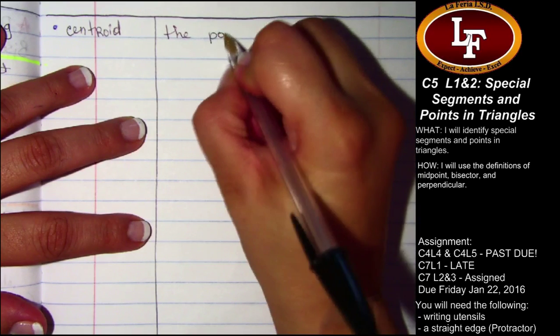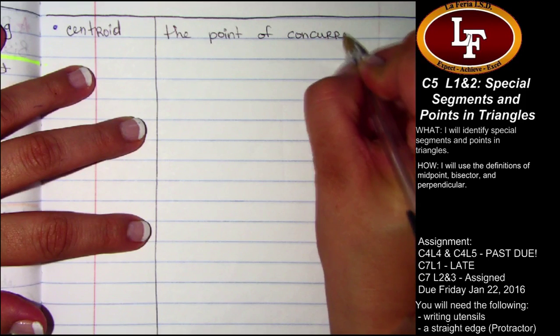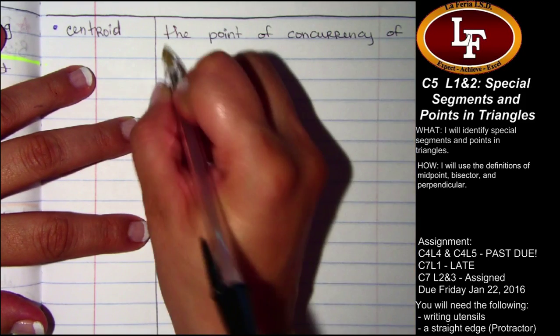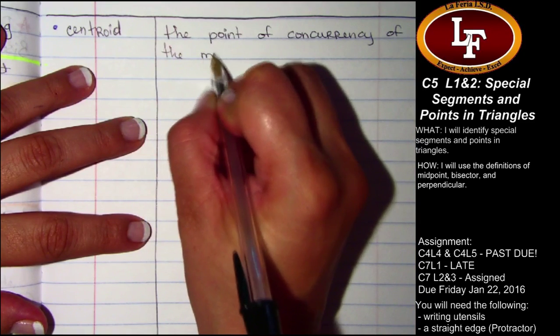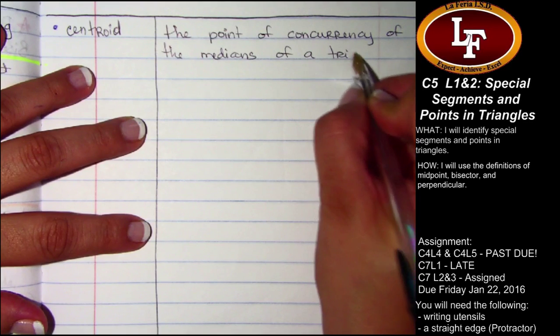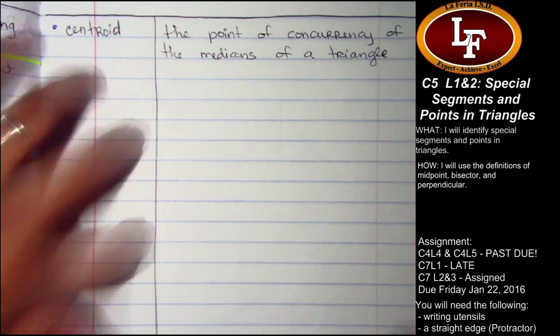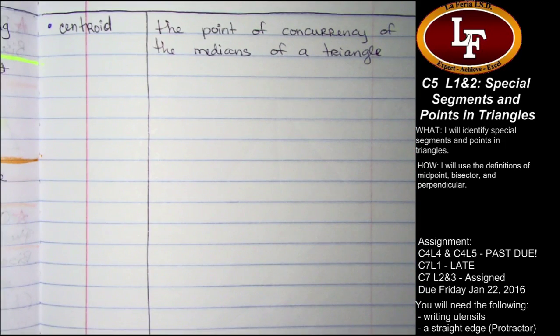Thank you. The centroid is the point of concurrency of the medians of a triangle. So now we're going to draw our figure. Draw a triangle. Go back to yesterday's notes to look at what a median is. You'll find that a median is going to go from vertex to midpoint. There's going to be 3 of them. Draw all 3.